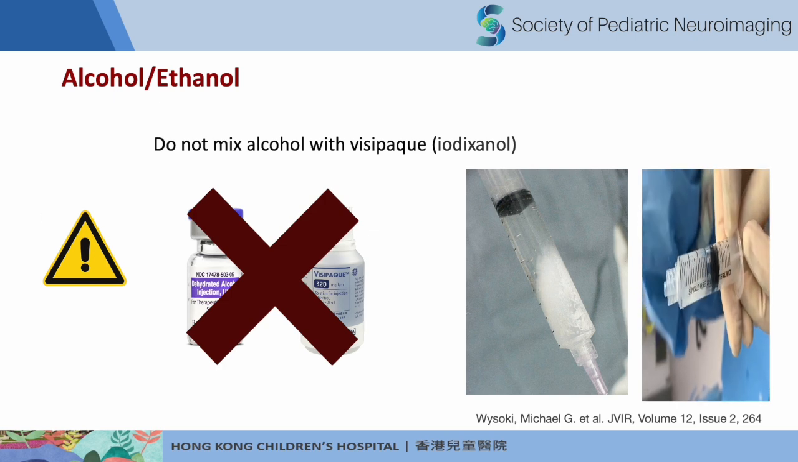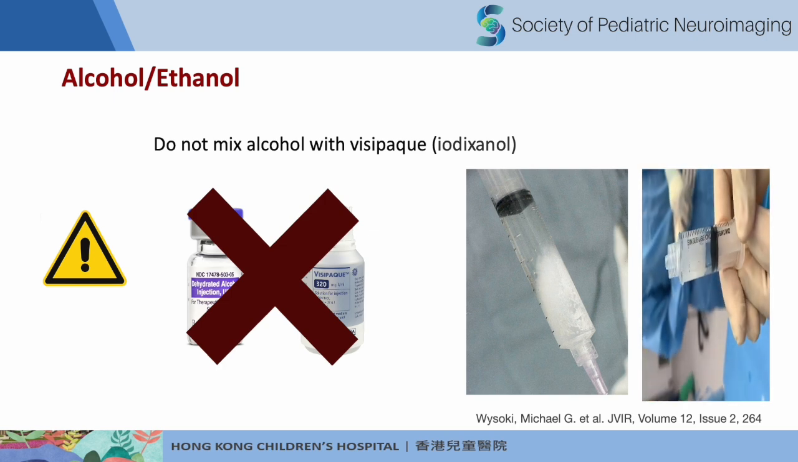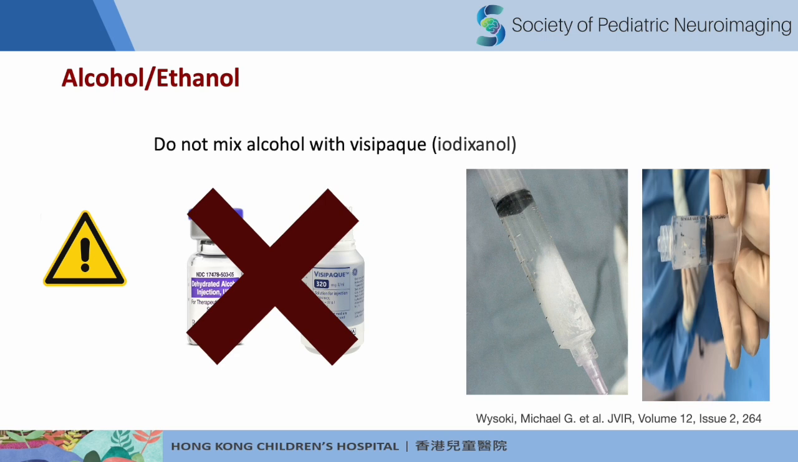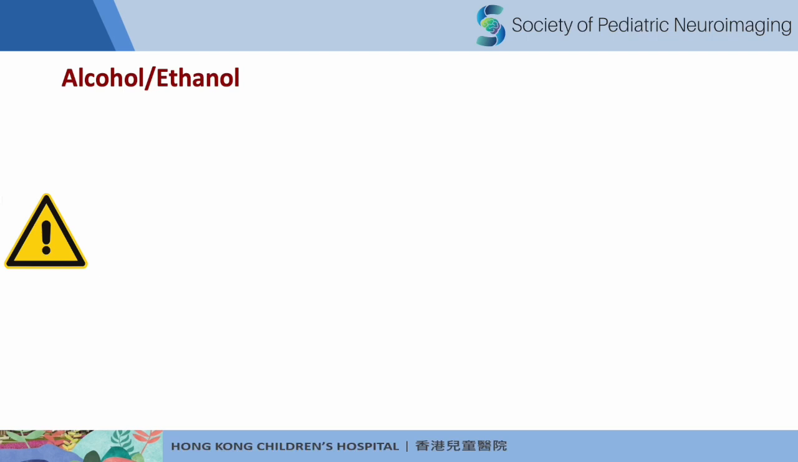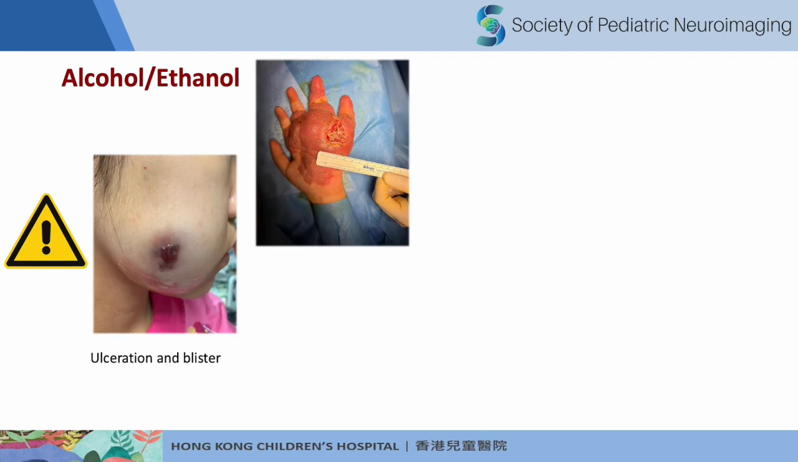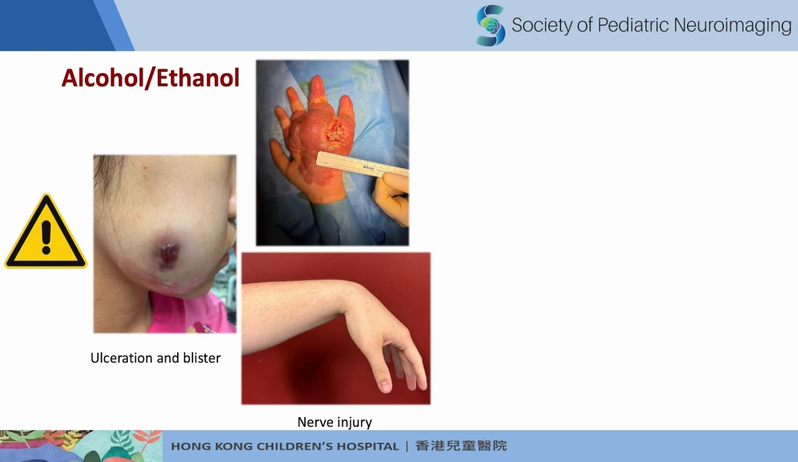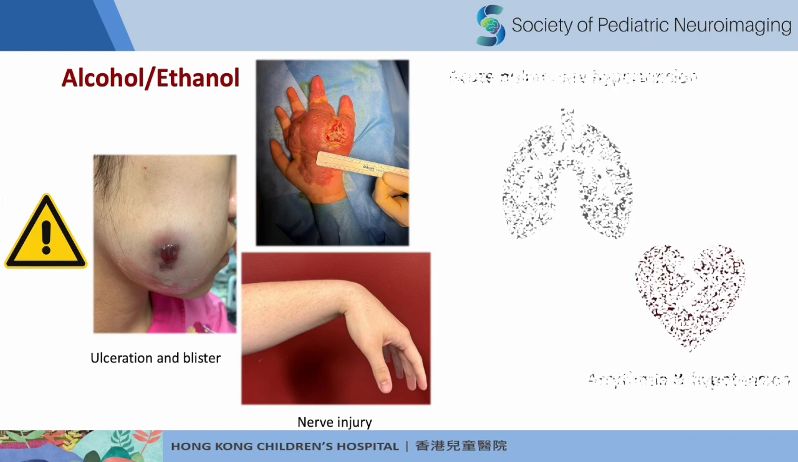So just beware, if your practice is using Visipaque commonly, you might want to take that off the shelf when you're doing sclerotherapy. For alcohol, ethanol can cause the worst complication, and commonly ulceration and blisters on the skin. And if we inject it close to a nerve, it can cause nerve injury.